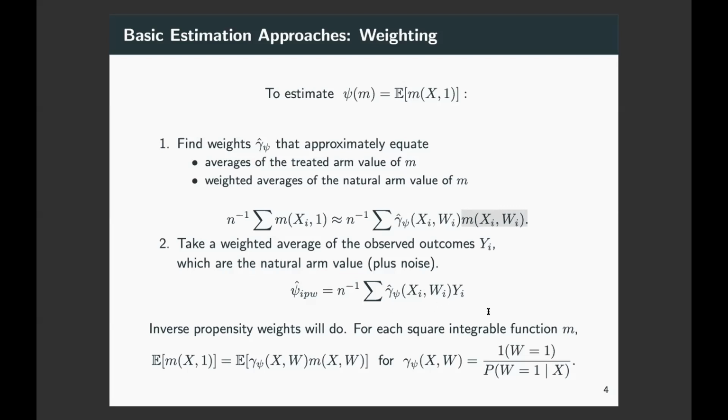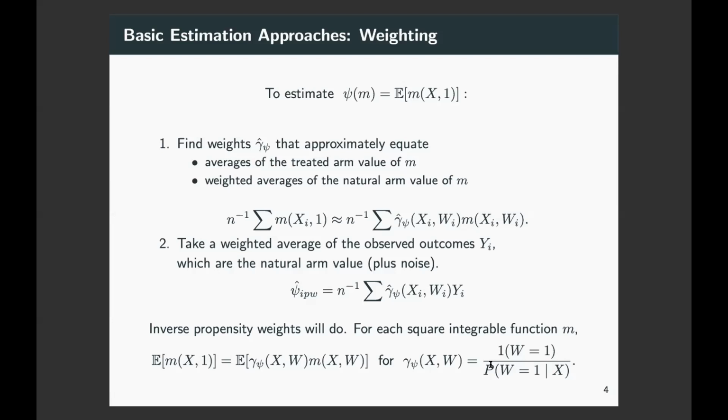For each square integrable function m, the population analog of this condition is satisfied in mean. What the inverse propensity weights do is they have an indicator that picks out the correct arm of treatment, and we have the conditional probability, which means that its conditional mean is 1. So we're not inflating anything by doing that, or losing anything by doing that.